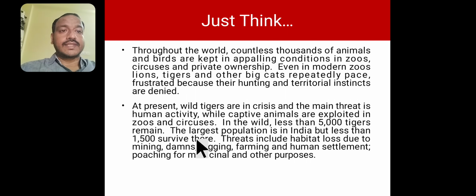Though our country is highly populated with 144 crores of people, we have only around 5,000 or fewer tigers surviving in the environment. These threats include habitat loss due to mining, dams and logging, farming and human settlement, and poaching for medicinal and other purposes. These are the various causes of animal extinction or danger to animals.